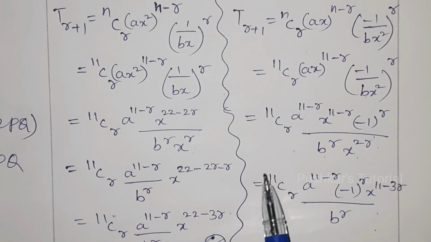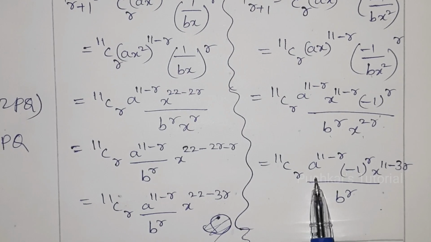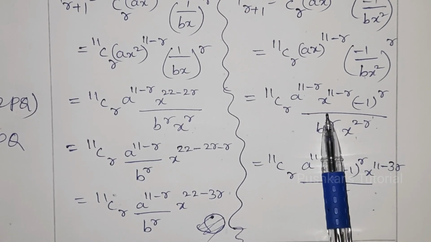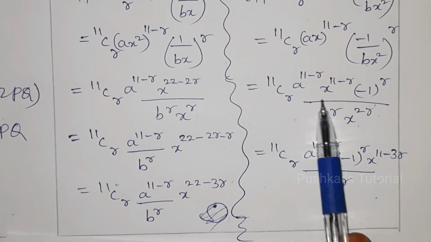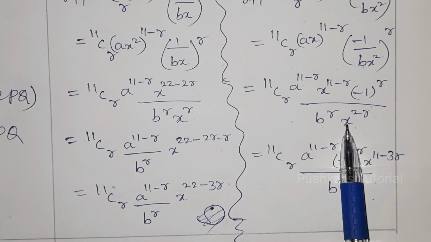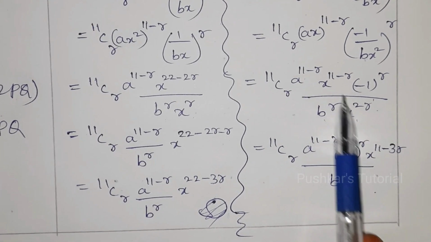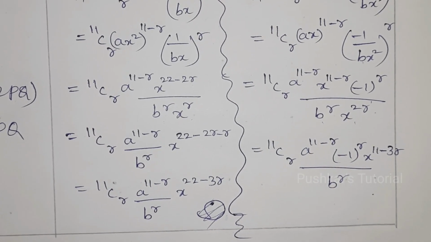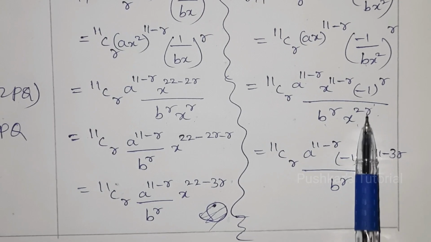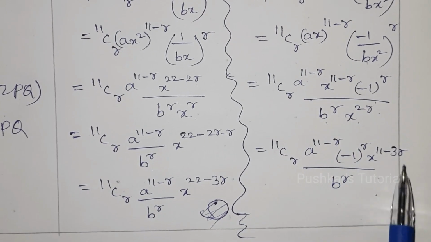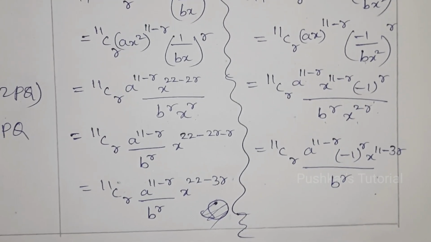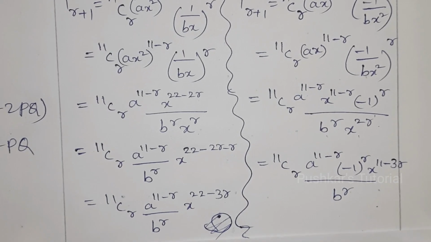So again constants, only variables later. So variables are what? x to the power of 11 minus r, x to the power of 2r. So bases are same, powers should be subtracted. So 11 minus r minus 2r. Minus r minus 2r is minus 3r. So in the paper partition, what he told?